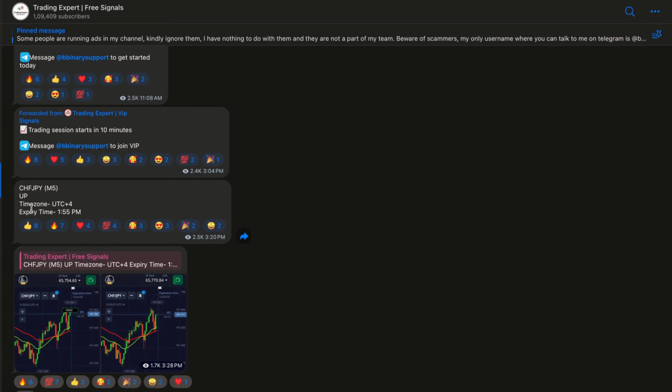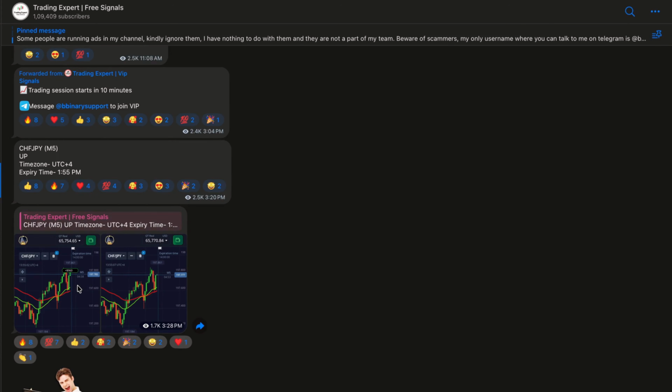Here's what's new. We have just added the time zone and expiry time. This time zone is where we trade from, Dubai. This is the Dubai time zone, and you can set your time zone to match our expiry time. If you change your time zone, then your expiry time will automatically match with our expiry time. So that's it.